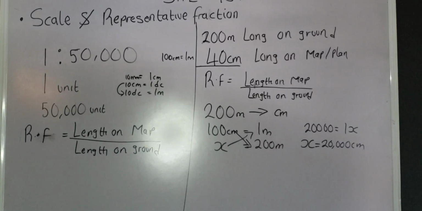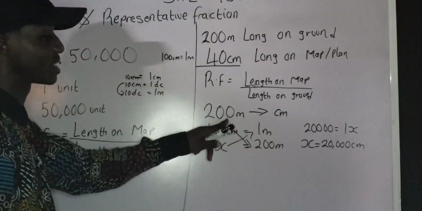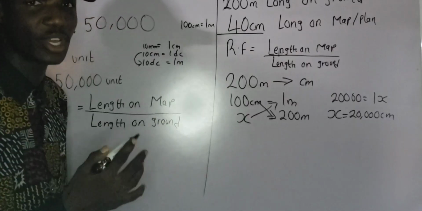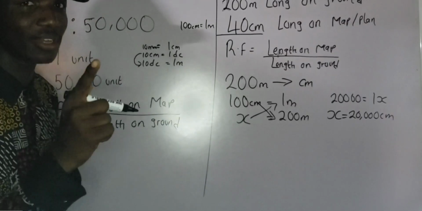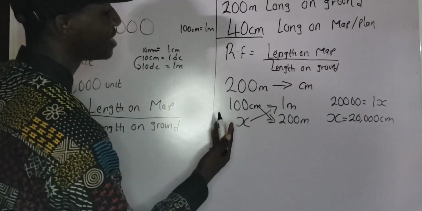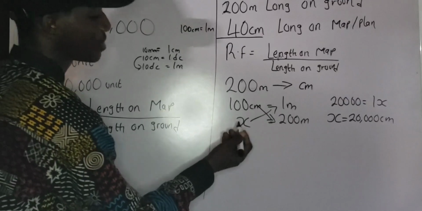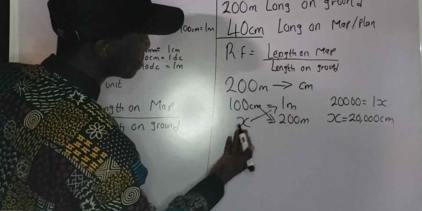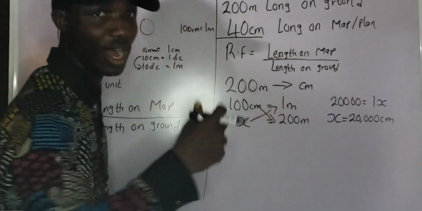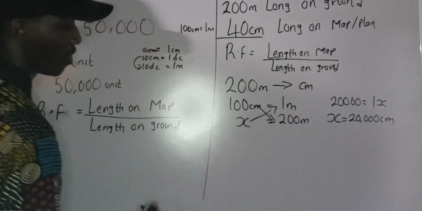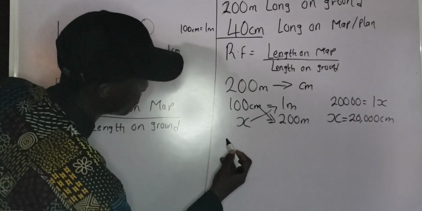Do you understand? So we have converted 200 meter to centimeter. Please, I want you to take note. It is important that you understand this. From your unit measurement, you know that 100 centimeter is equals to what? 1 meter. Now, in order to convert 200 meter to centimeter, I represent the centimeter as x. So that is why I said let x centimeter equals to 200 meter. And then I cross multiply. x multiplied by 1 meter, that will be 1x or x.